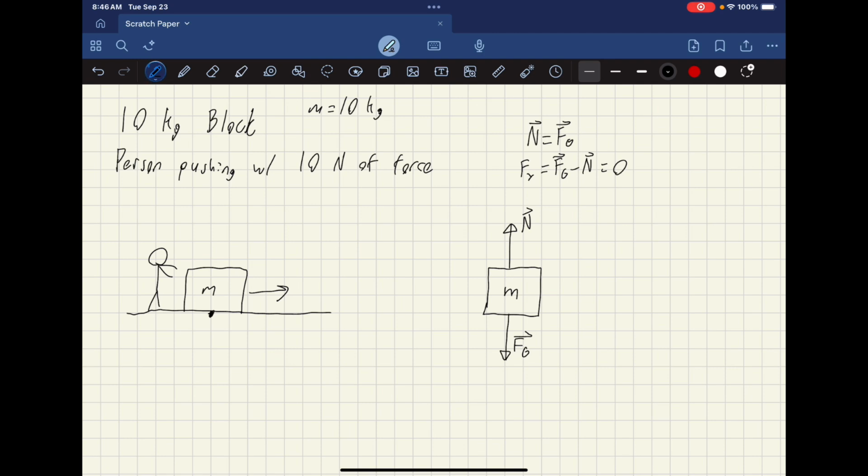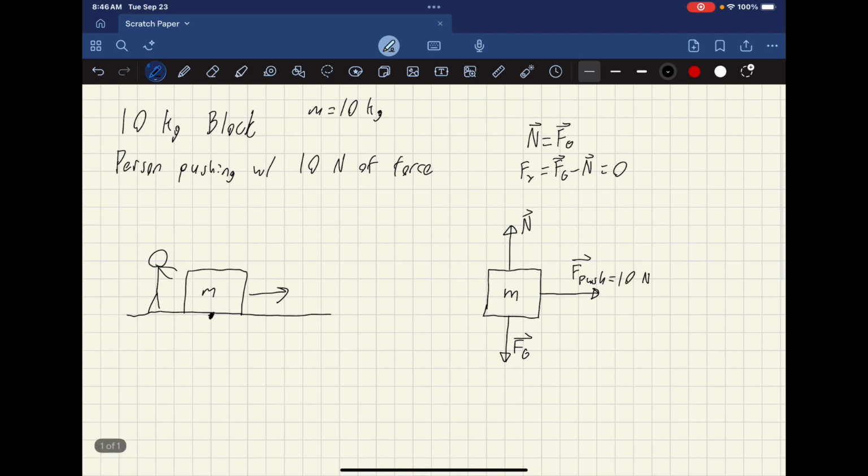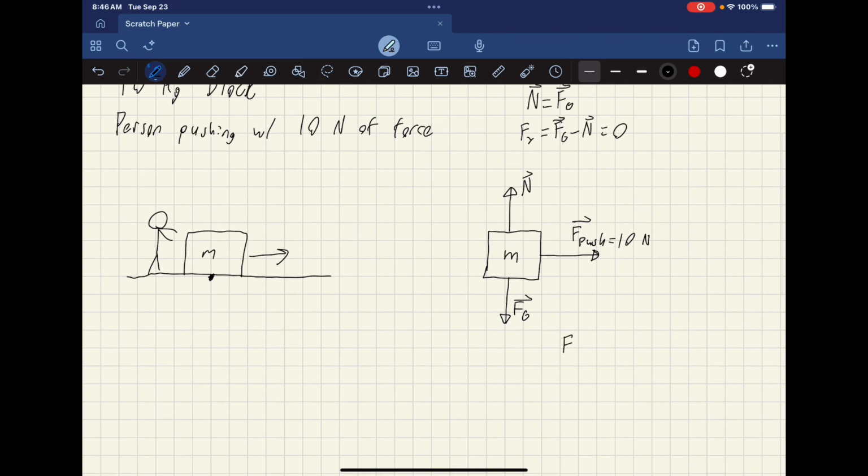And then we know that there is a 10 newtons of force. We'll say that the person is pushing exactly in the x direction. So that gives us our arrow here. This is the force of the push, which we know is equal to 10 newtons. And then if we do Fx, it is going to equal 10 newtons.